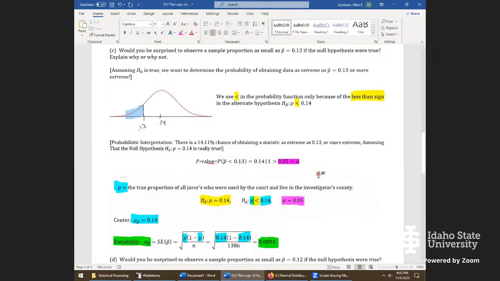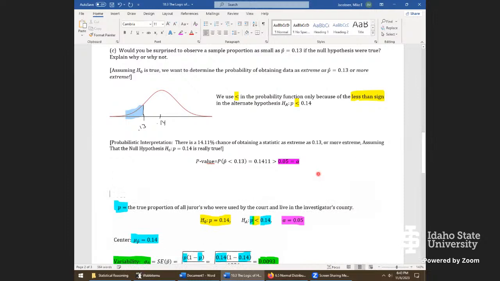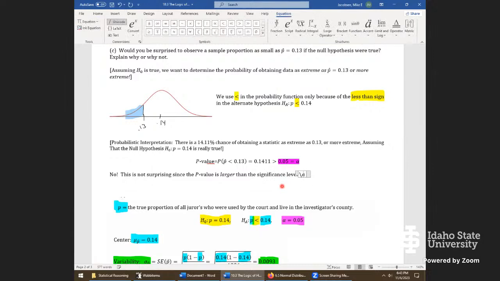We can say now down below, to finally address the original question, they asked us, should we be surprised if p-hat came out as 0.13? And we can now say, no, that's not surprising. This is not surprising since the p-value is larger than the significance level alpha.